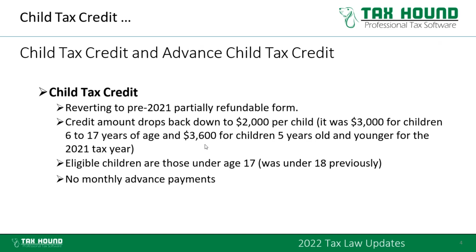The credit amount drops back down to 2,000 per child. Last year it was 3,000 for children 6 to 17 and 3,600 for children 5 years old and younger for the 2021 year. So we go back to 2,000, no more 3,000, no more 3,600. The eligibility was previously under 18. It goes back to being under 17, so 16 years of age or younger. And as we are grateful to know, there was no monthly advance payment, so we don't have to reconcile the advance payments. The software goes back to doing what it has always done with the child tax credit, without very much input from us at all on that form.